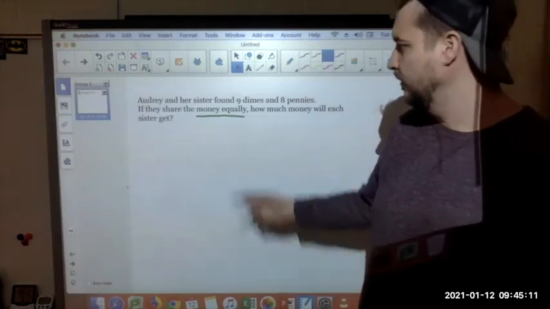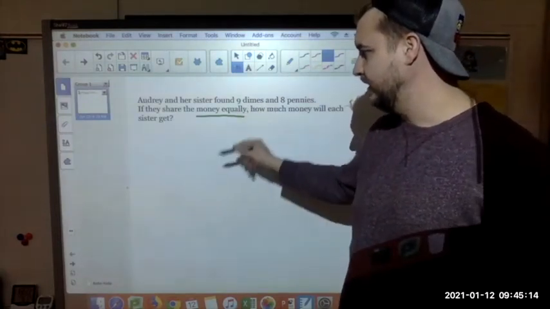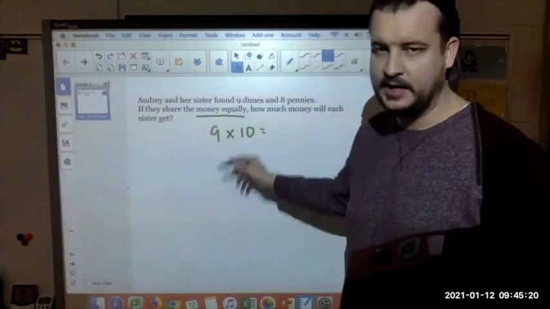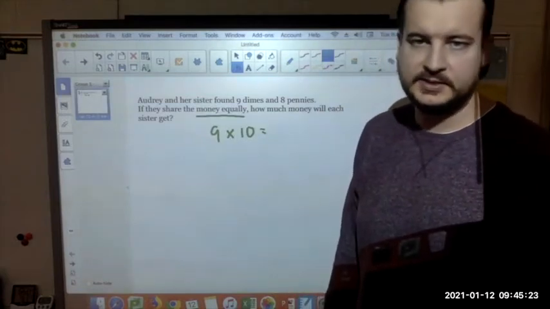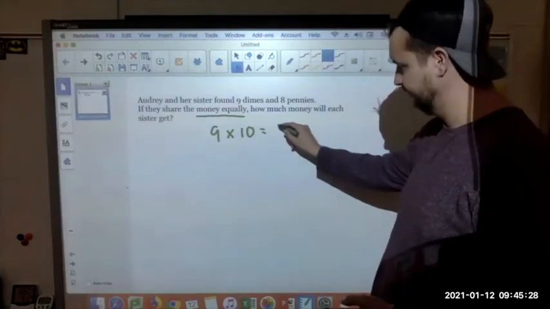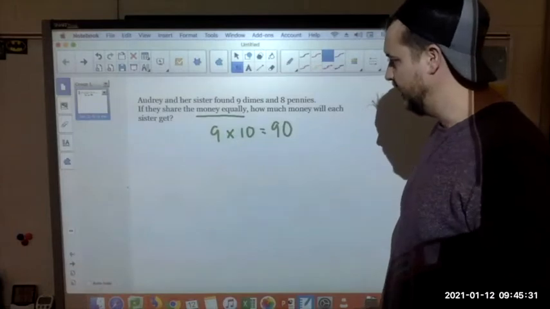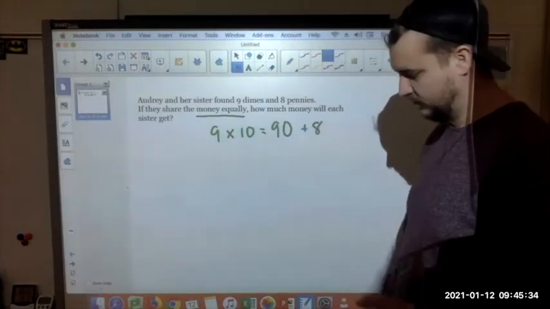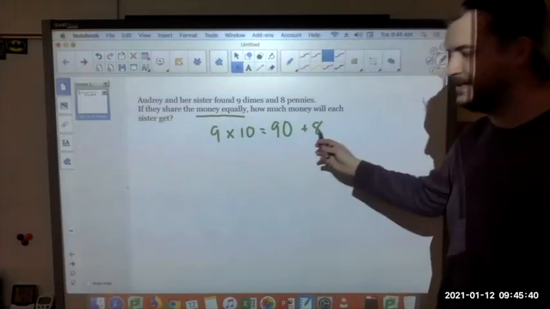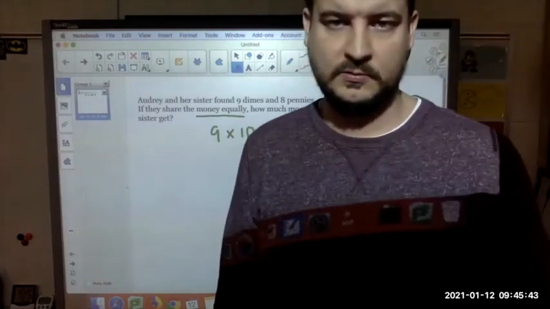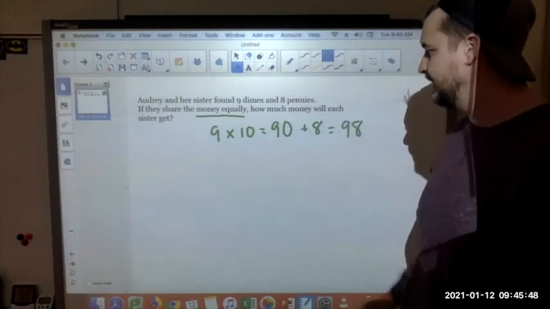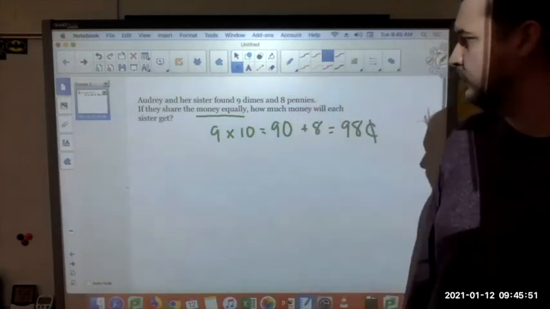So first think about how much money they have. 9 dimes. 9 times 10. 10, 20, 30, 40, 50, 60, 70, 80, boom! 90. Okay? And 8 pennies. So 9 dimes, 8 pennies. What's 90 plus 8? 98, that's right. So they've got 98 cents to share between 2 people, okay?